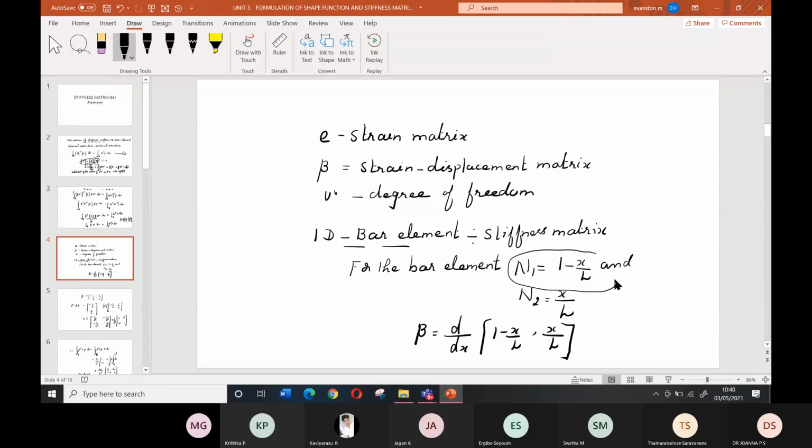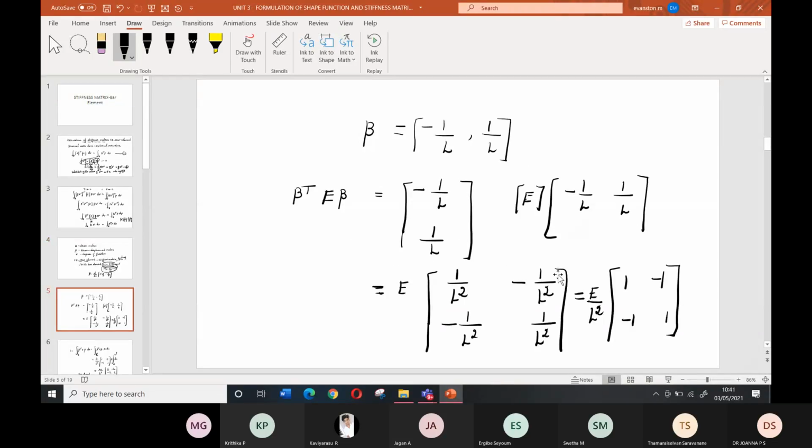What's the shape function of the bar element? Suppose if I give the value of x and l, you will be able to find out the shape function at a particular point x. If it's a bar element, you will have two nodes, and the length of the member is l. I want to find out the shape function at this point, I'll be able to find it using this: N1 is equal to 1 minus x by l, and N2 is equal to x by l. So we should know these two things: the shape function for the bar element, 1 minus x by l and x by l.